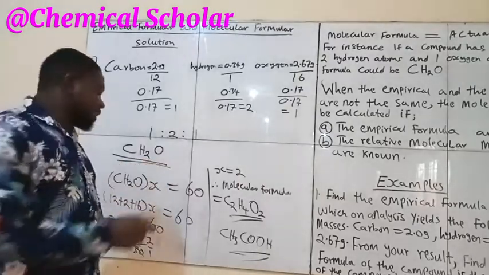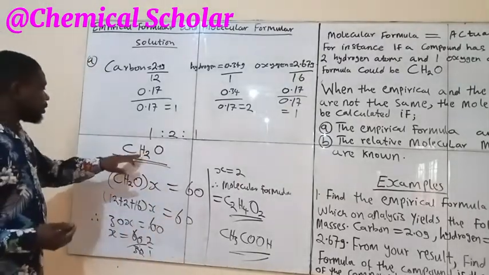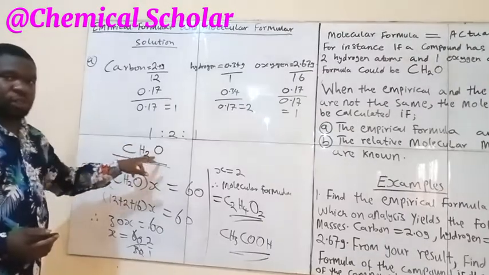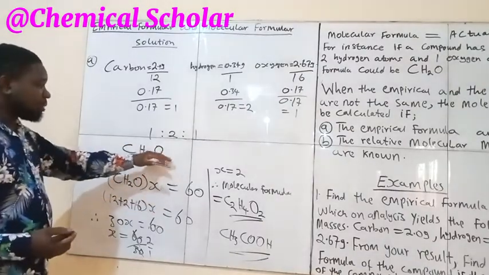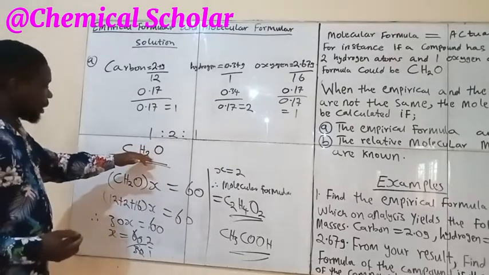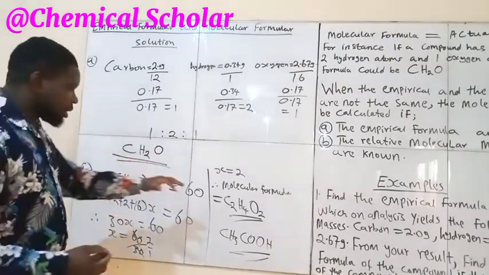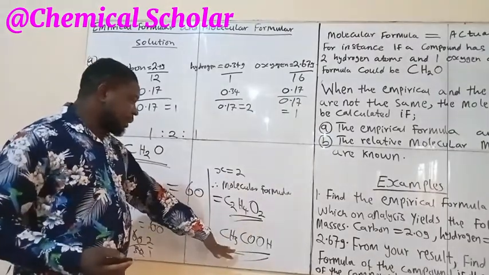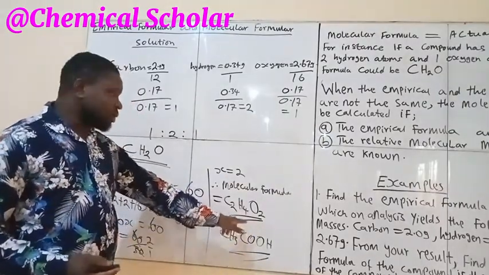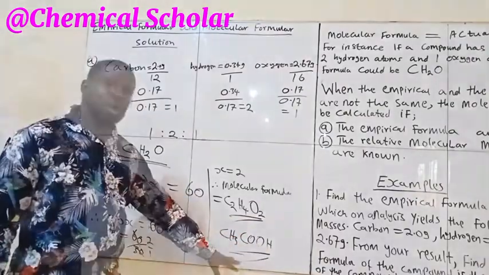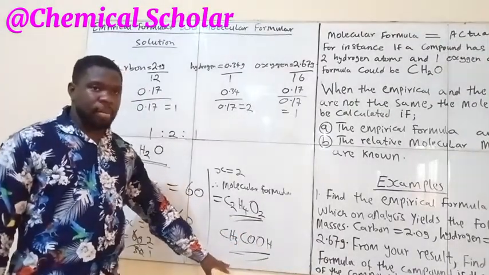So from this, you can see that the empirical formula only gave us the ratio in which the component atoms, the elements that compose the compound, combine together. But now we can see that the molecular formula gives us the actual number of atoms of each of these elements that are contained in a mole of the compound.